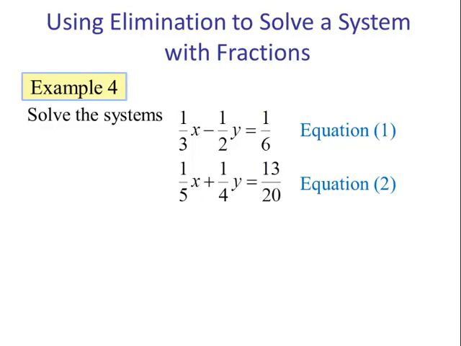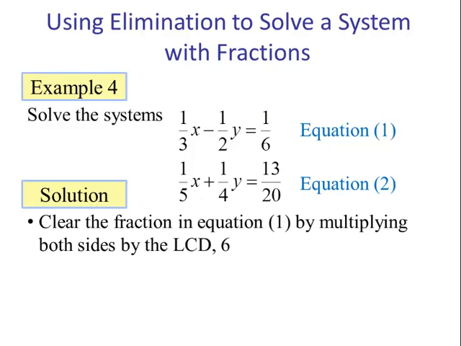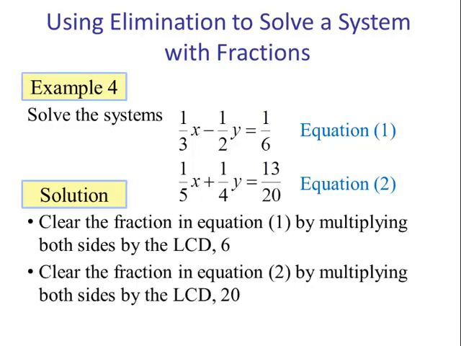Example 4. Solve the system 1/3 x minus 1/2 y equals 1/6, 1/5 x plus 1/4 y equals 13/20. Solution: to clear the fractions in equation 1, we multiply every single term by the least common multiple of the denominators, which turns out to be 6. To clear the fractions in equation 2, we multiply everything by the least common multiple of 5, 4, and 20, which turns out to be 20.